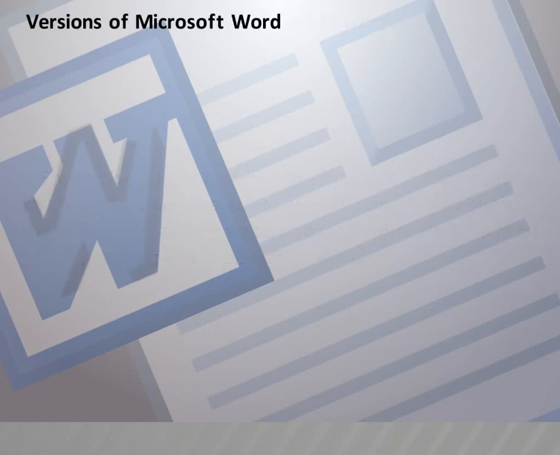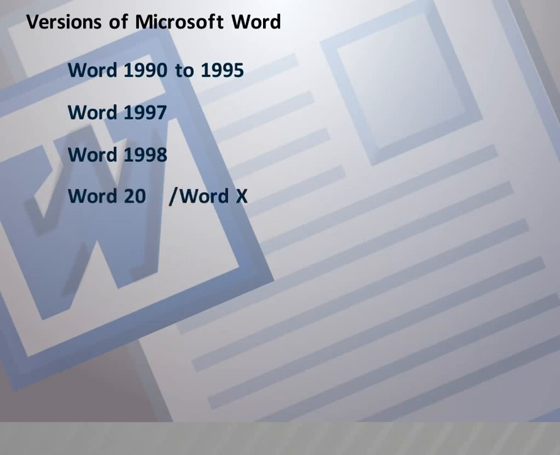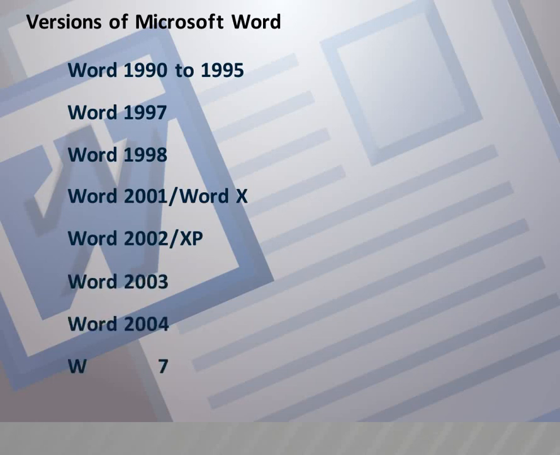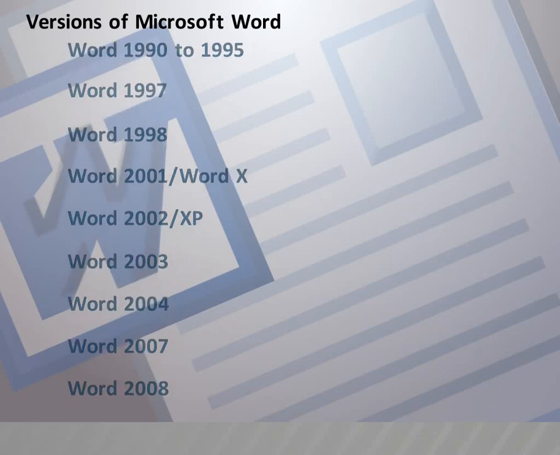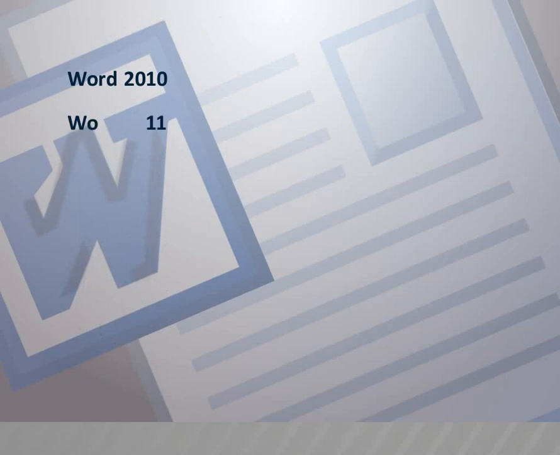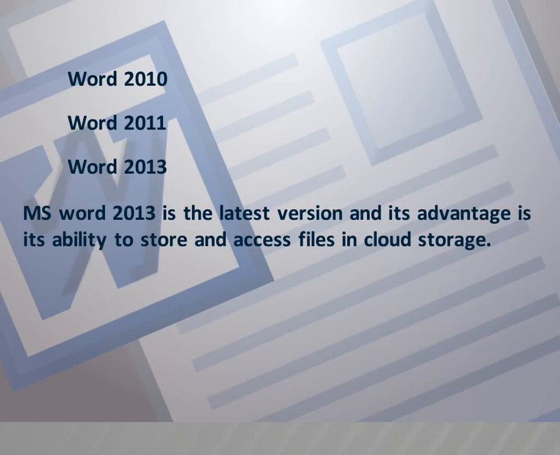Versions of Microsoft Word: Word 1990 to 1995, Word 1997, Word 1998, Word 2001 or Word X, Word 2002 or XP, Word 2003, Word 2004, Word 2007, Word 2008, Word 2010, Word 2011, Word 2013. MS Word 2013 is the latest version, and its advantage is its ability to store and access files in cloud storage.